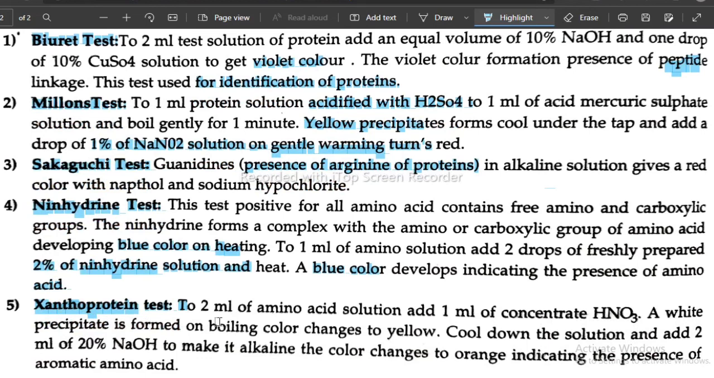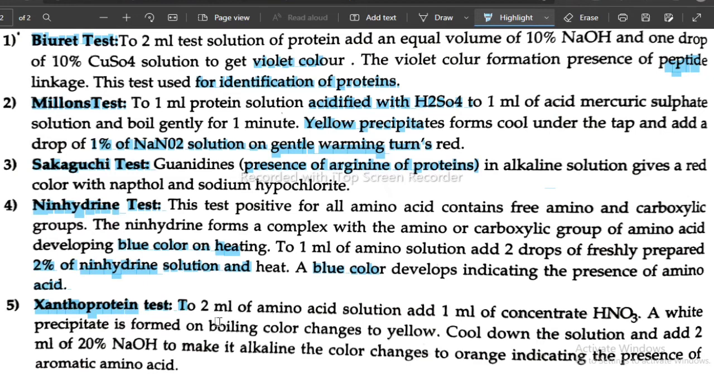नेक्स्ट वी हैव द xanthoproteic टेस्ट. यहाँ पे यू हैव टू टेक 2 ml ऑफ अमीनो एसिड सोल्यूशन, देन यू हैव टू ऐड 1 ml कॉन्सेंट्रेटेड HNO3 दैट इज नाइट्रिक एसिड. अ वाइट प्रेसिपिटेट इज फॉर्म. यहाँ पे जो बॉईल करेंगे आप, एक वाइट प्रेसिपिटेट फॉर्म होगा. फिर उसको आप फर्दर बॉईल करेंगे तो उसमें येलो कलर आ जाएगा.